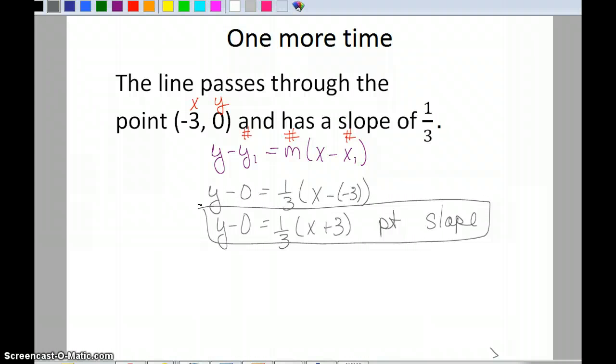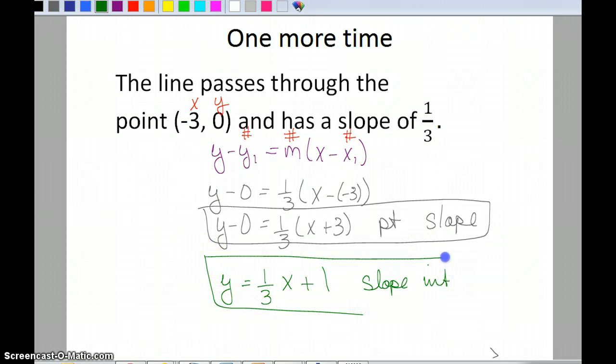That's right, slope-intercept. Well, y minus 0 is just going to be y. So now I have y is equal to, I'm going to distribute, 1/3 times x gives me 1/3 x, 1/3 times 3, numerator times numerator gives me 3, denominator times denominator gives me 3. Oh, 3 over 3 is just 1. So the slope-intercept form is y is equal to 1/3 x plus 1, and that's all there is to it.